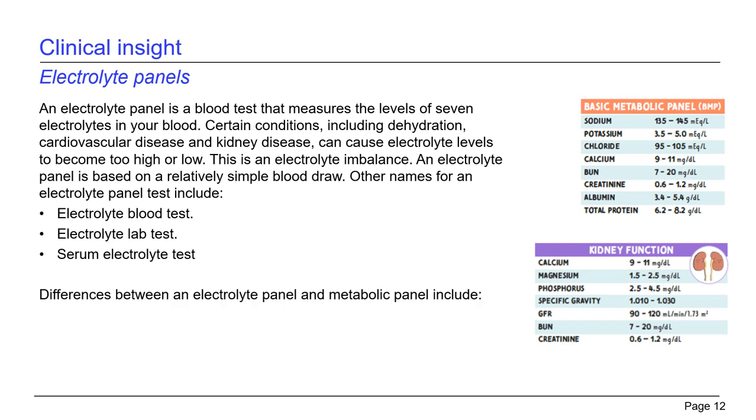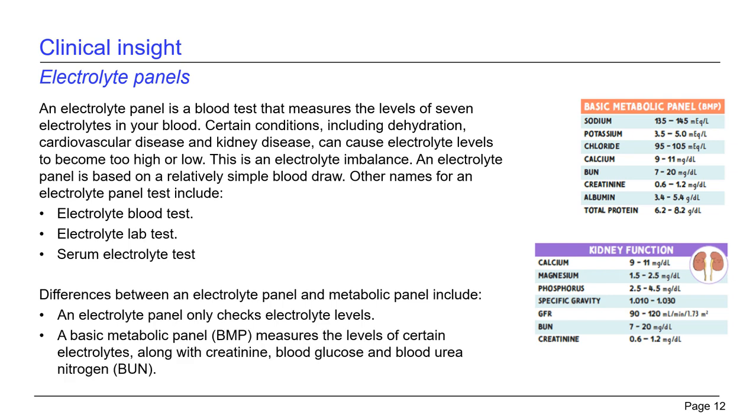The differences between an electrolyte panel and a metabolic panel, which are different, include that an electrolyte panel only checks electrolyte levels. A basic metabolic panel, BMP, measures the levels of certain electrolytes, along with creatinine, blood glucose, and blood urea nitrogen, also known as BUN.